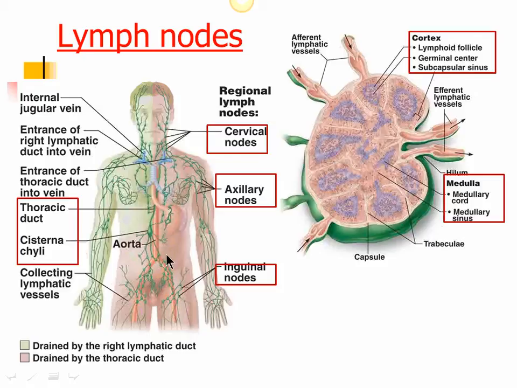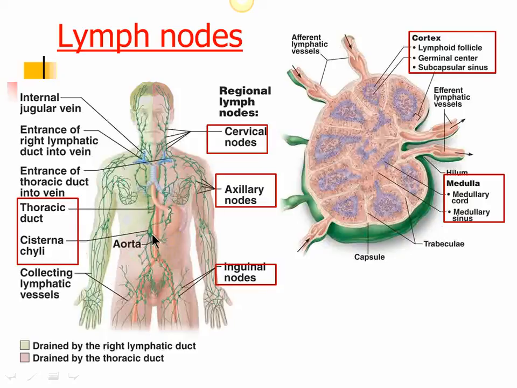And these lymph vessels, you can notice all of them, they drain into big channels. So there are two main big channels. The first one is what is called the thoracic duct. It begins from a small little pocket or dilated sac which is present in the abdomen.